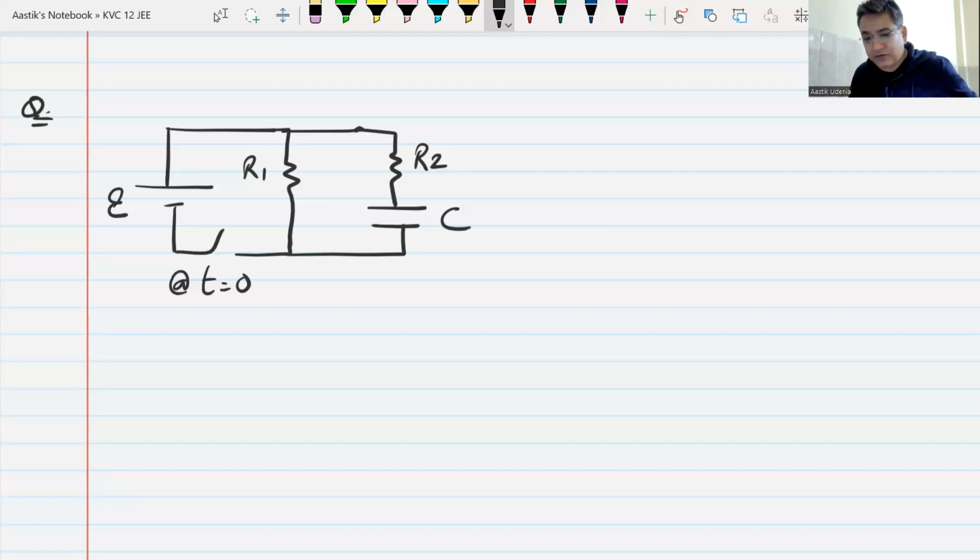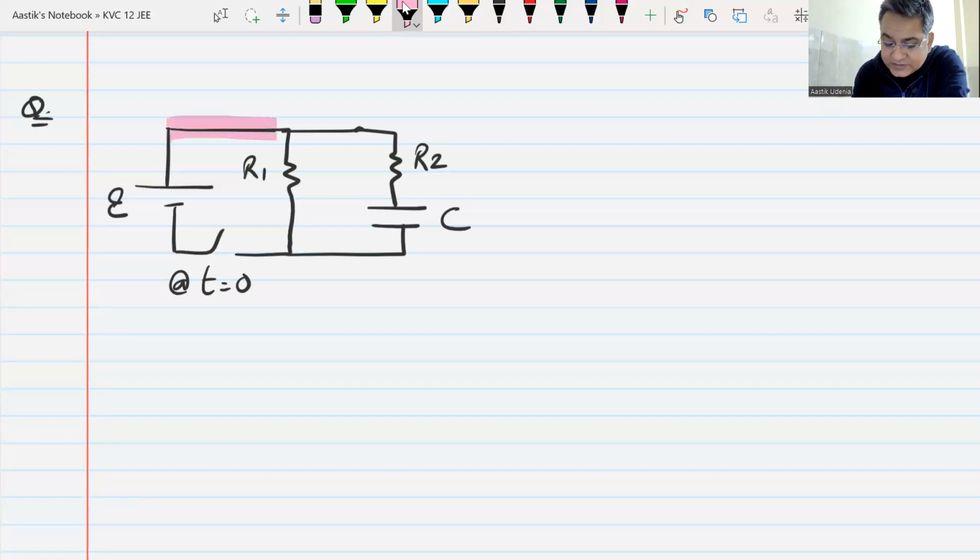The question I am going to ask now is: what is the time constant of this circuit? How are you going to find the time constant of this circuit? This circuit is very simple. The time constant is actually right in front of your eyes, because you can see how this capacitor is going to get charged.